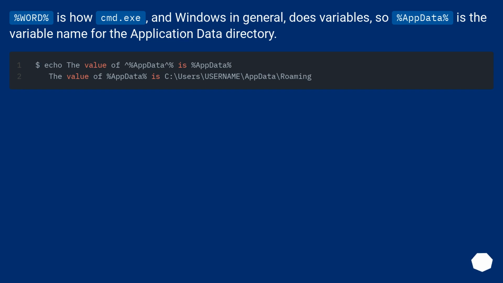%word% is how cmd.exe and Windows in general does variables, so %AppData% is the variable name for the application data directory.